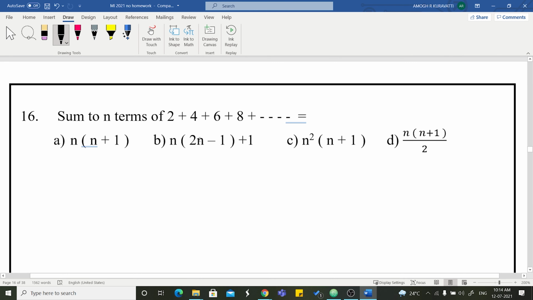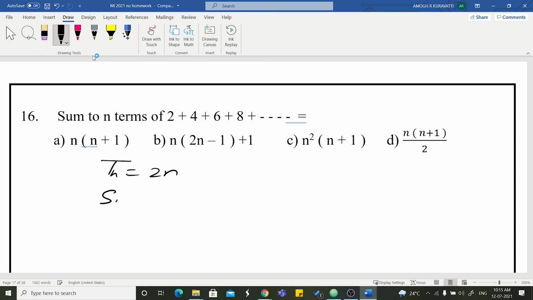Next problem. Sum to n terms of the series 2 plus 4 plus 6 plus 8 and so on. Actual method: how to calculate by the actual method? Observe it, sum of all even numbers. So what is the last number? Last number is 2n. So that is tn. The nth term is 2n. Now the question is to find sigma Sn.